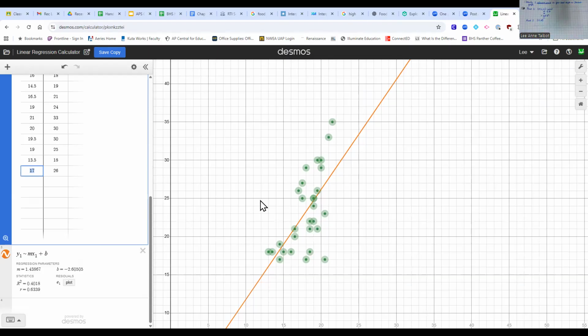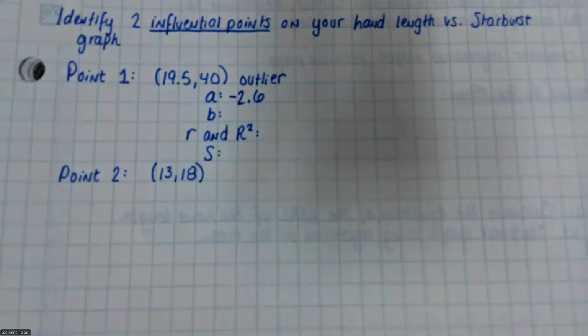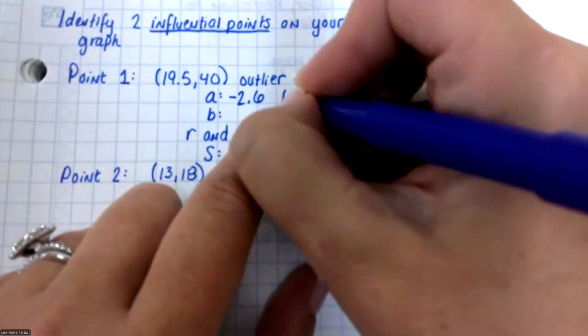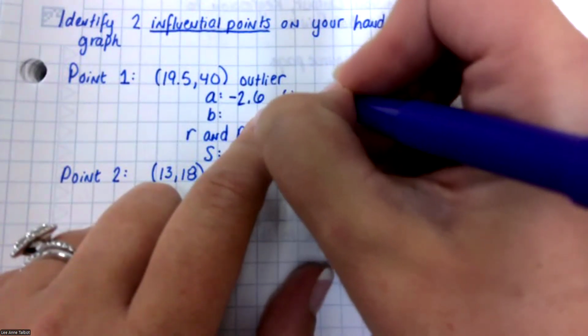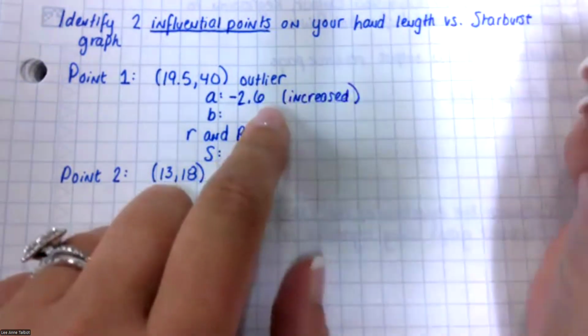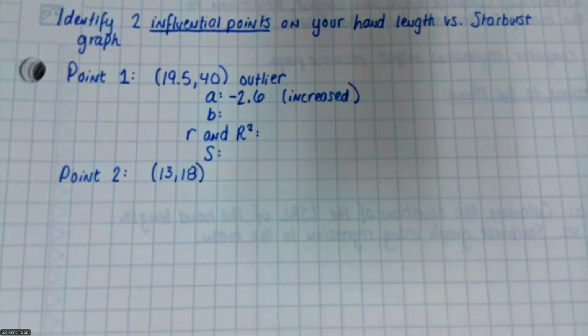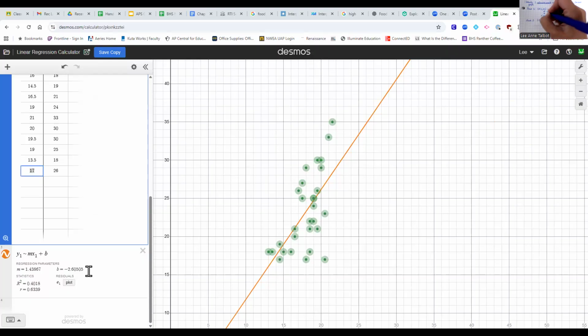-5 or -4.8, somewhere around in there. Okay, so what happened to A? Increased. Okay, the slope is 1.4, so put B equals 1.4. What happened to the slope? Decreased.